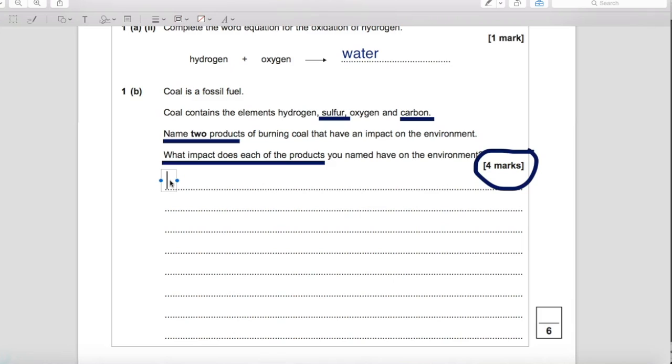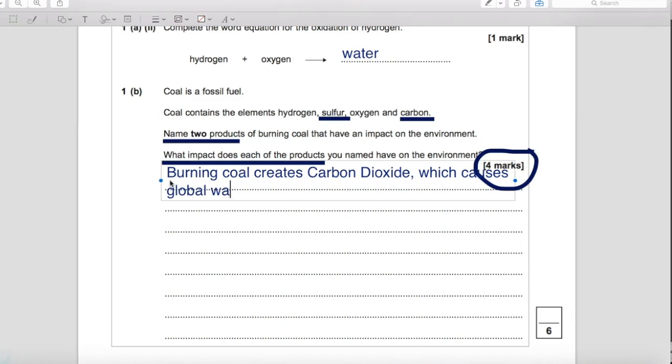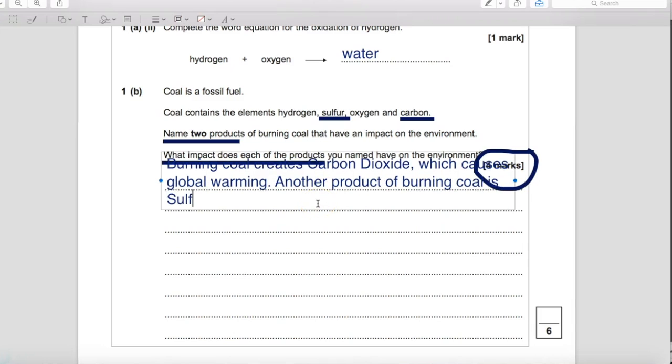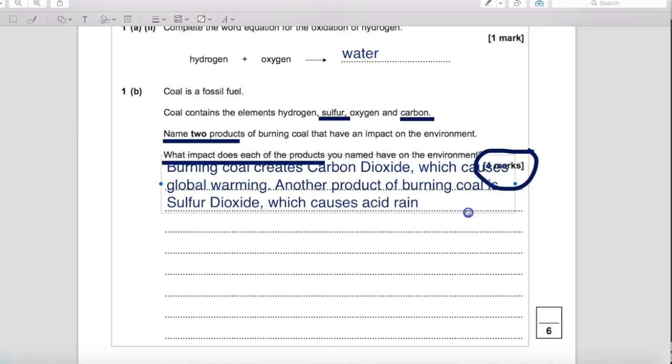I'm going to start off by talking about carbon dioxide. I'm going to say burning coal creates carbon dioxide, which causes global warming. So that's going to be my first answer. I'm also going to go on, full stop, another product of burning coal is sulfur dioxide, which causes acid rain. So I've got my 2 answers.